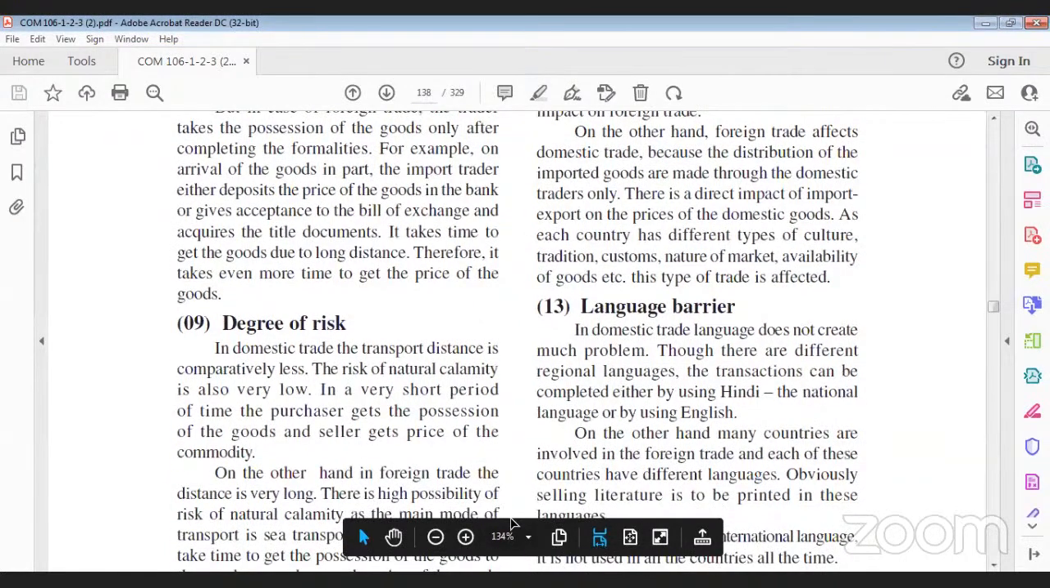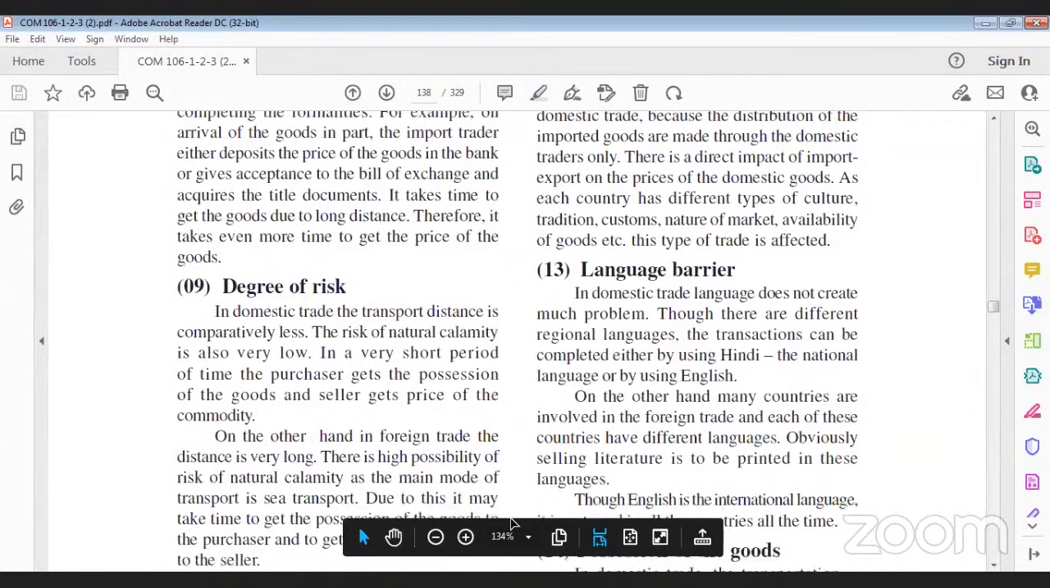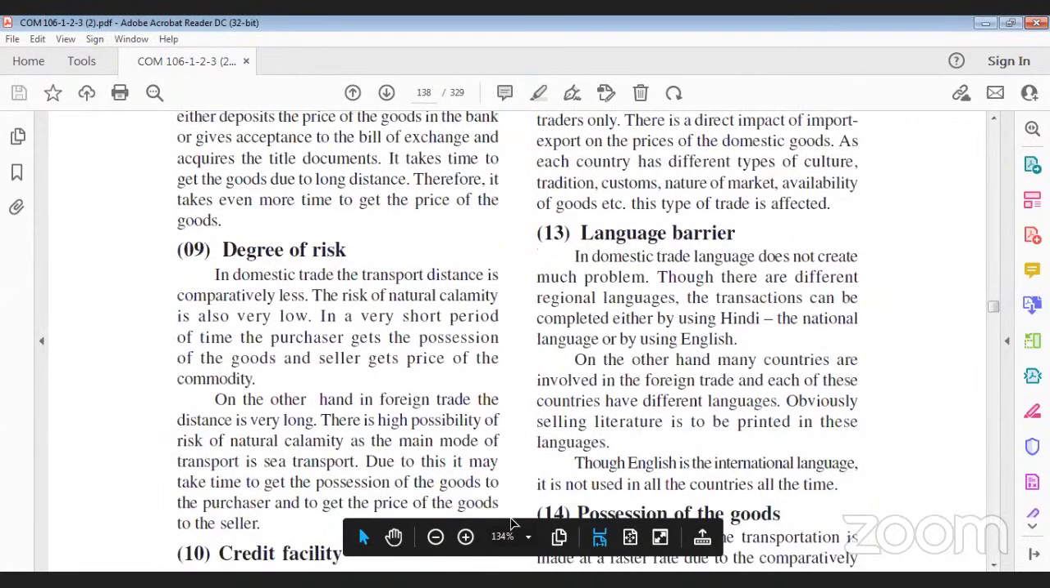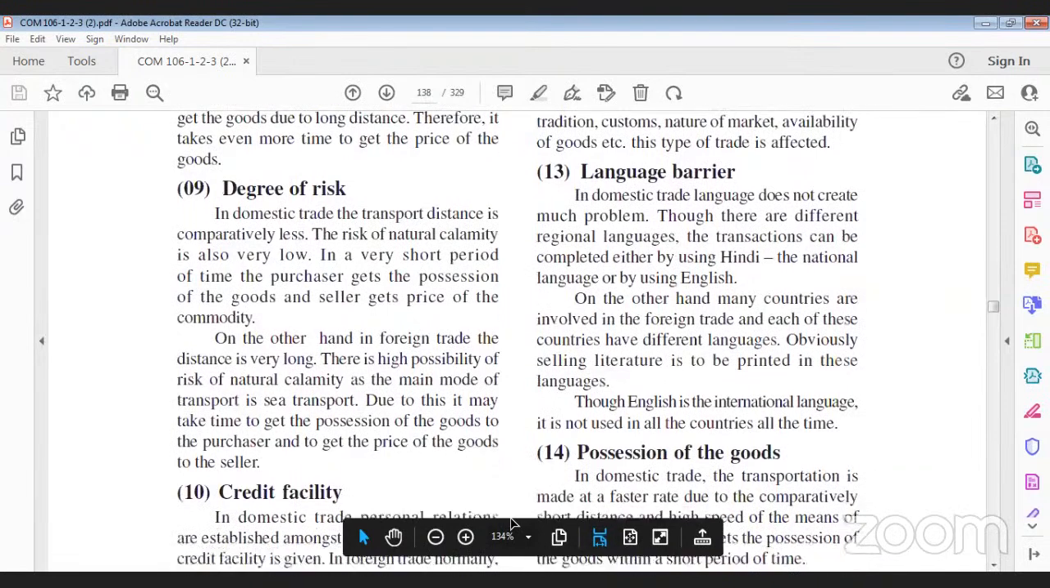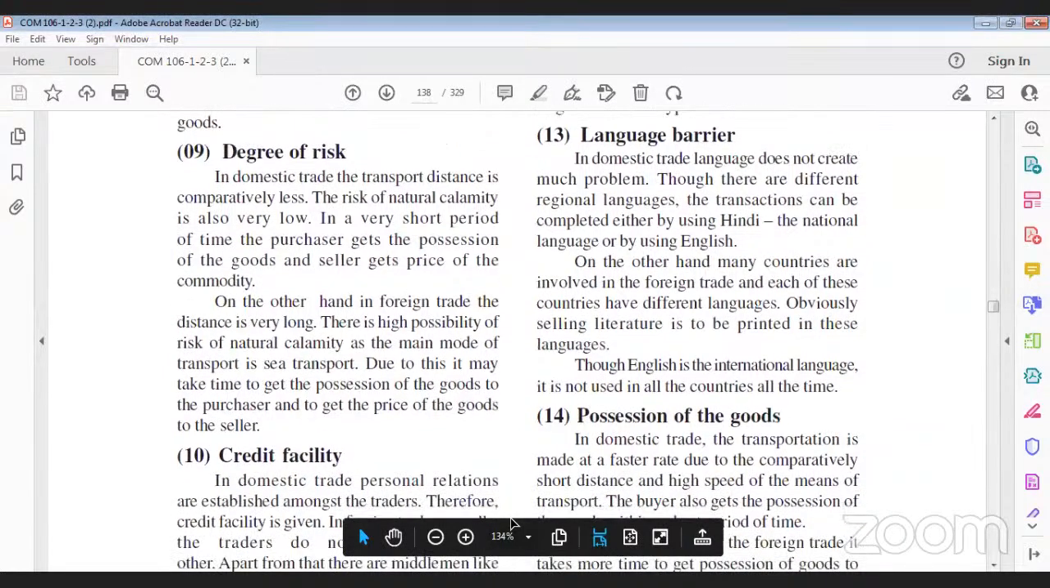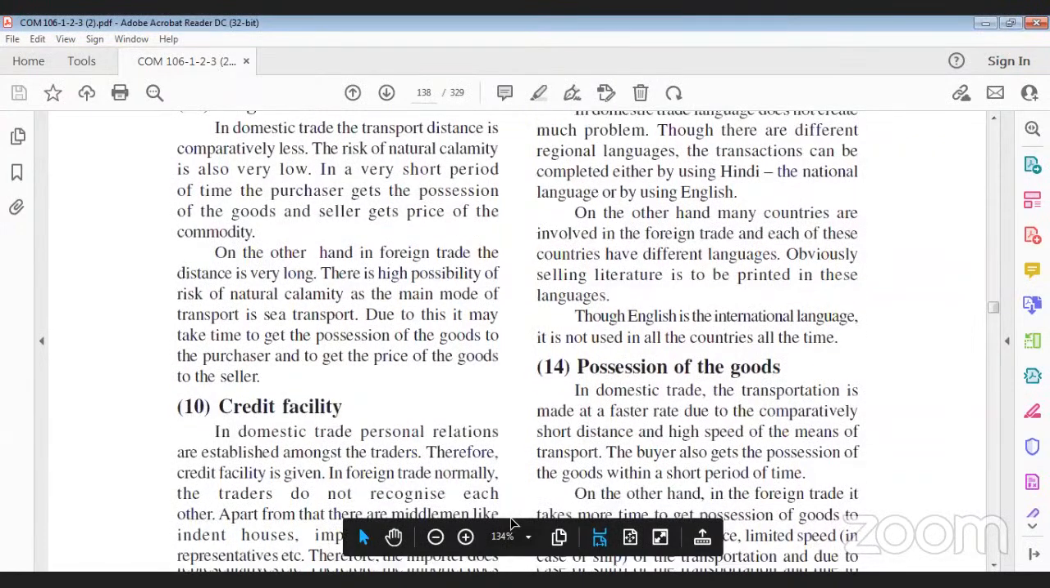On the other hand, in foreign trade, the distance is very long, and there is a high possibility of the risk of natural calamity as the main mode of transport is sea transport. Due to this, it may take longer for the buyer to get possession of the goods and for the seller to get the price of the goods also. Then the tenth point of difference is credit facility.